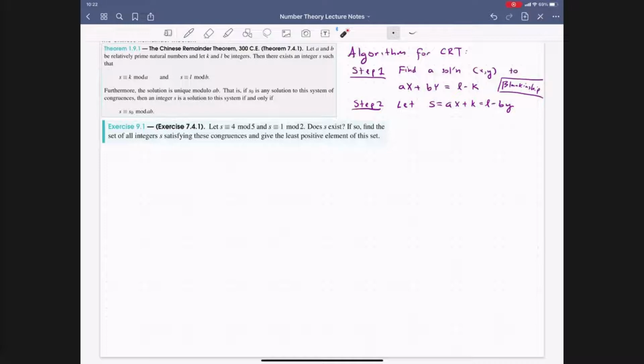So let us go ahead and get some practice with computing this. We're going to be looking at this exercise. I'm going to rewrite it over here. We have s congruent to 4 mod 5 and s congruent to 1 mod 2. If we label this, here is K, here's A, and over here we have that 1 is L, and B is 2. So our Diophantine equation that we want is 5x plus 2y equals L minus K, which is 1 minus 4, negative 3.